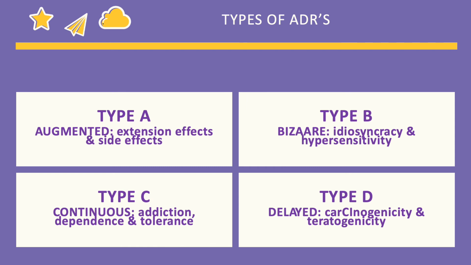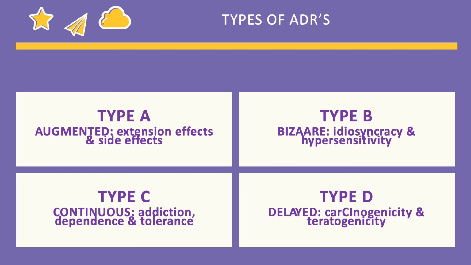The next type of ADR is the delayed, or type D. It is manifested long after drug exposure. An example or subtype is carcinogenicity and teratogenicity. So carcinogenicity is the ability of any substance to cause or induce cancer. An example is our anti-neoplastic agents, heterocyclic amines, aromatic hydrocarbons, nitrosamines, and also aflatoxin.